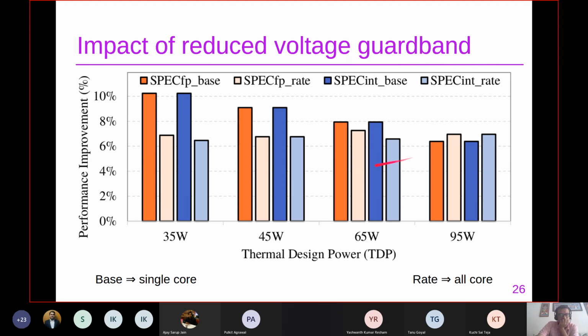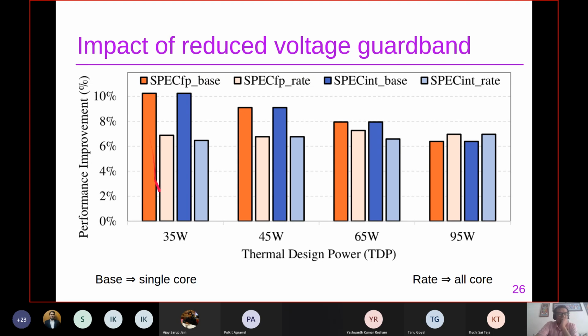Now when you look at this, for example, let us look at this 35-watt power budget. Here you can understand that when the voltage guard band has been reduced by 100 millivolt, the power consumption due to voltage guard band also reduces. So the active power budget that we have for the system to run increases. Essentially, we can increase the frequency of the system and we can gain performance benefits.